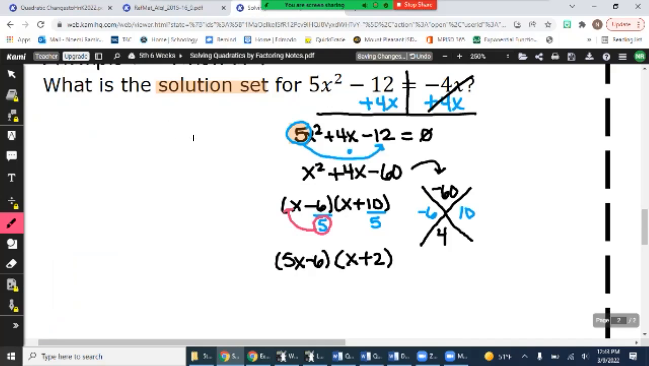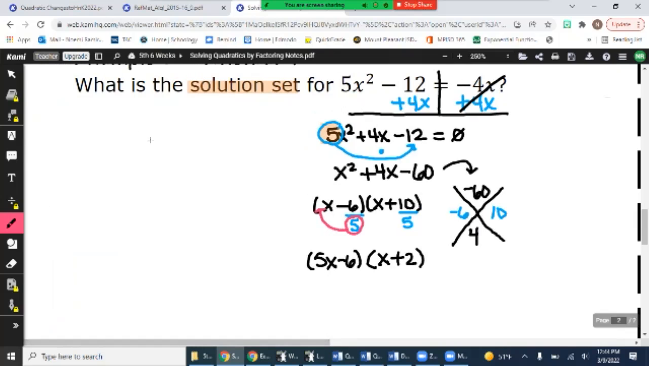Okay. Yeah, this is not my solution set. My solution set is after I get done solving, but I'm assuming that you guys have already run out of space. So I'm gonna go to the left side because when I was writing this, I did run out of space. I'm gonna write my 5x minus 6 equals 0, x plus 2 equals 0. If you didn't run out of space, you'd keep going down, but I did.